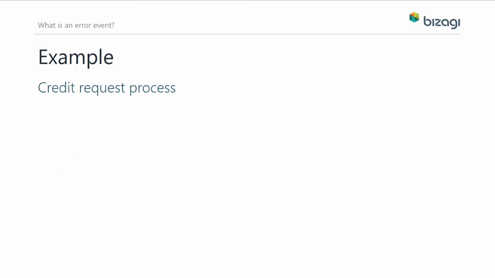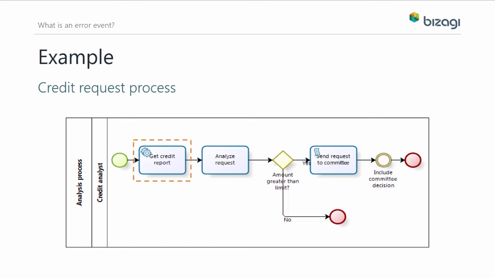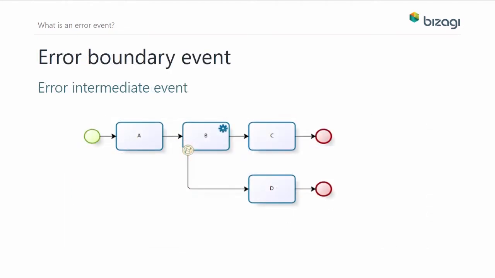In this diagram, this service task represents an integration point to retrieve the credit report. After that, the credit analyst can evaluate the request. However, what happens if the Get Credit Report task fails? The process is stuck. In BPMN, another figure is the error event attached to the service task boundary.